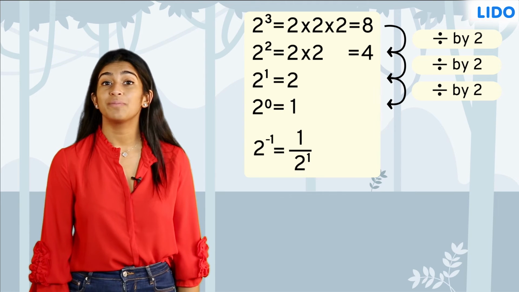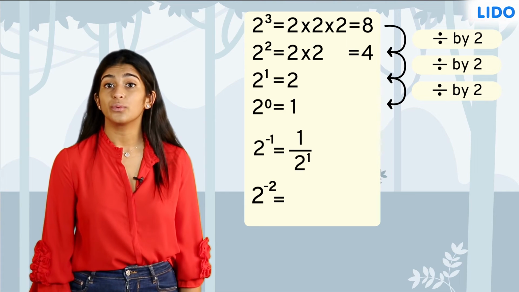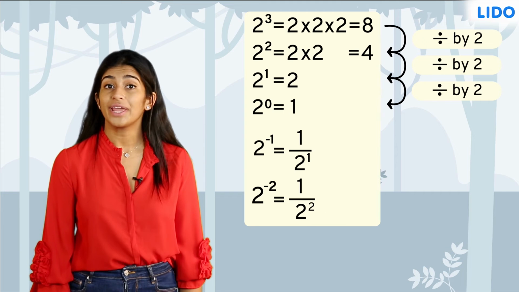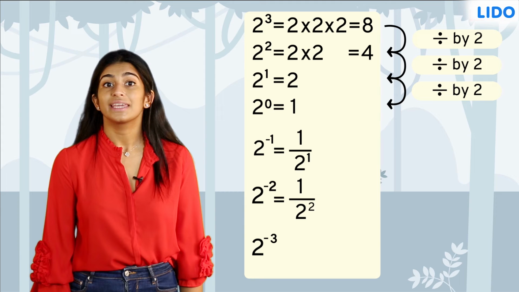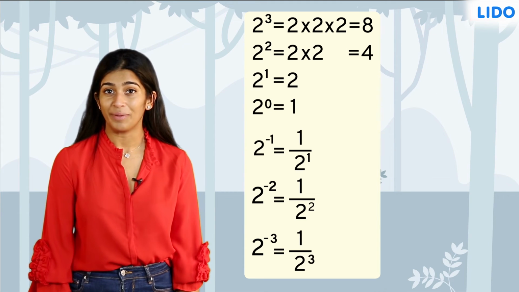Let's reduce the exponent by 1 again to have 2 raised to negative 2, which should equal 1 over 2 divided by 2, or 1 over 2 raised to 2. Similarly, 2 raised to negative 3 gives us 1 over 2 raised to 3. Do you see a pattern forming?